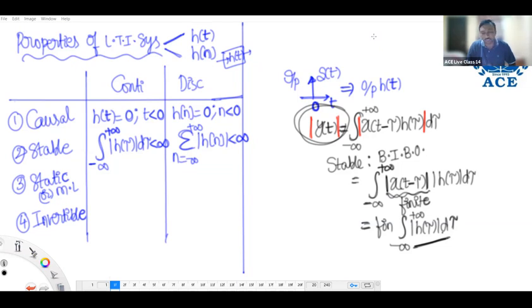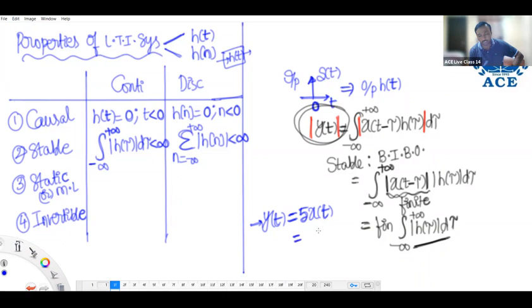What is the definition of static system we studied earlier? If the input and output are observed at the same instant, that is called a static system. Suppose I have taken y(t) equals 5 times x(t), 100% it is a static system because input and output are observed at the same instant.